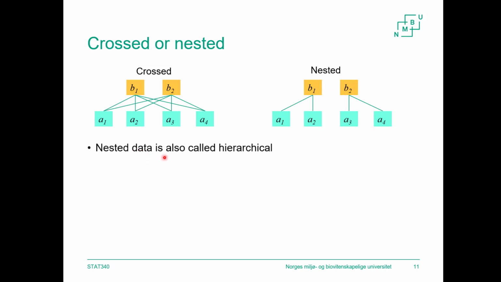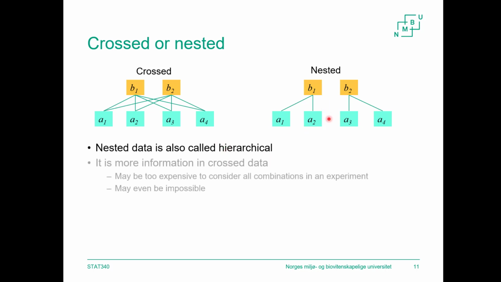So nested data is also called hierarchical data, and that's most easily seen from this picture here, I think, because you can see there is a hierarchy down here, right? You have the B's on top, and then you have the A's underneath. Here you could just as well reverse it, right? But here you see the hierarchical structure.